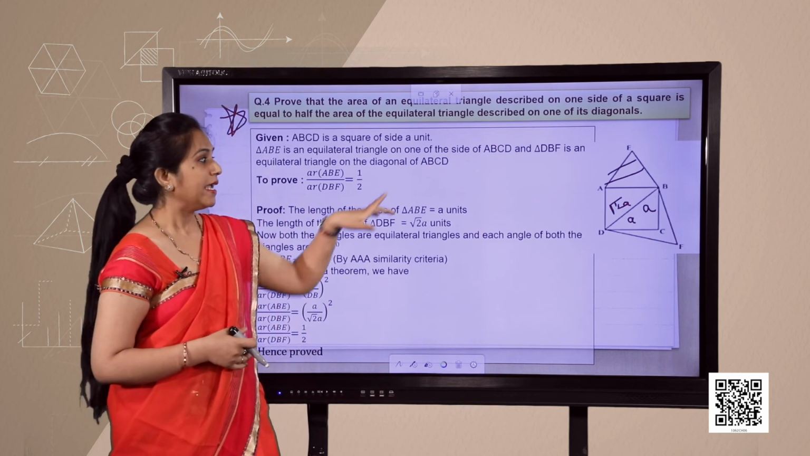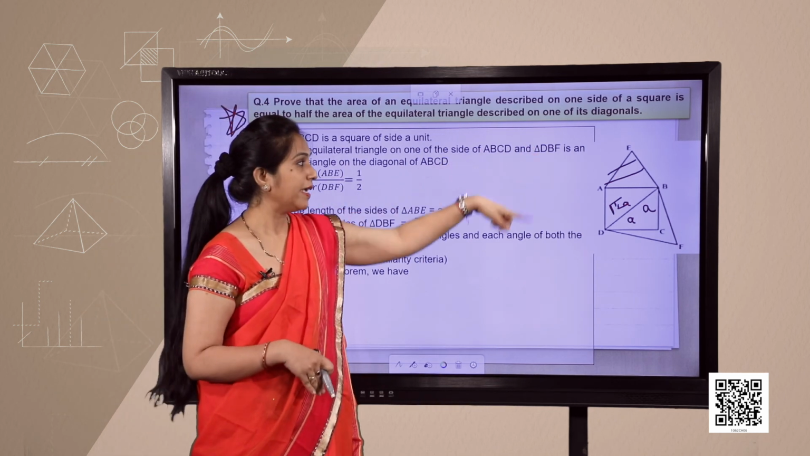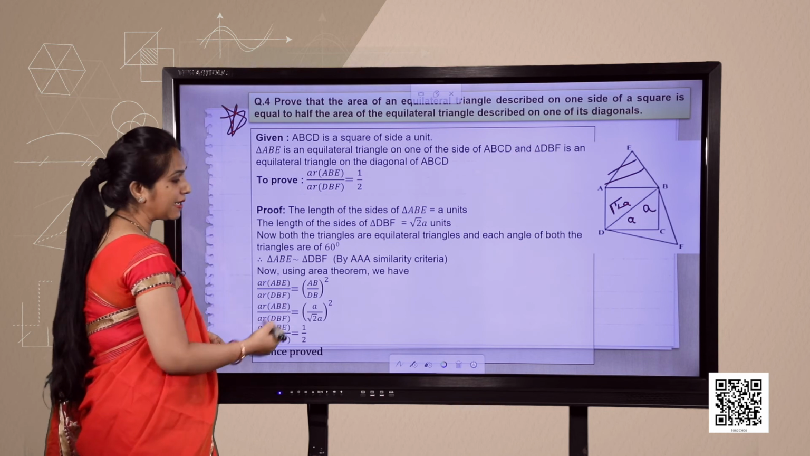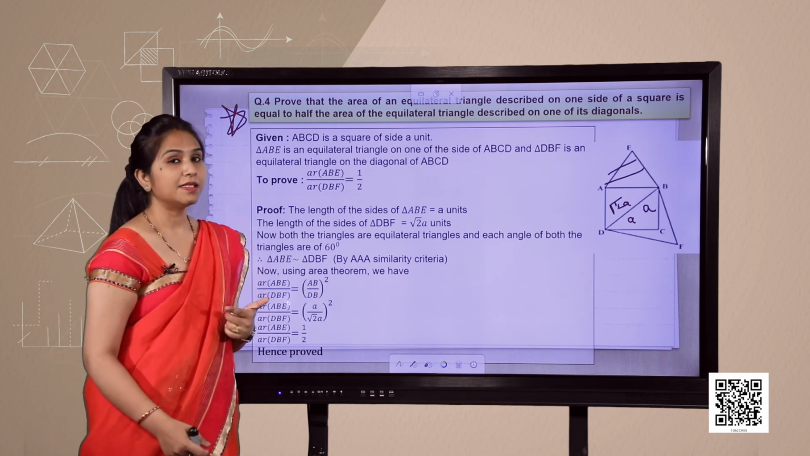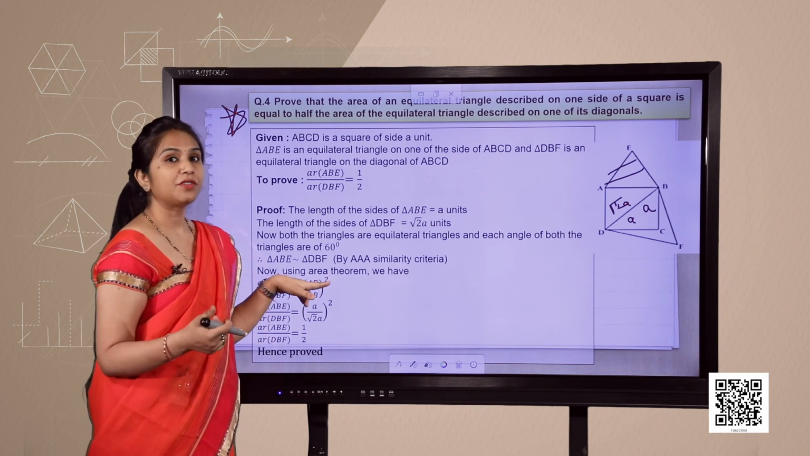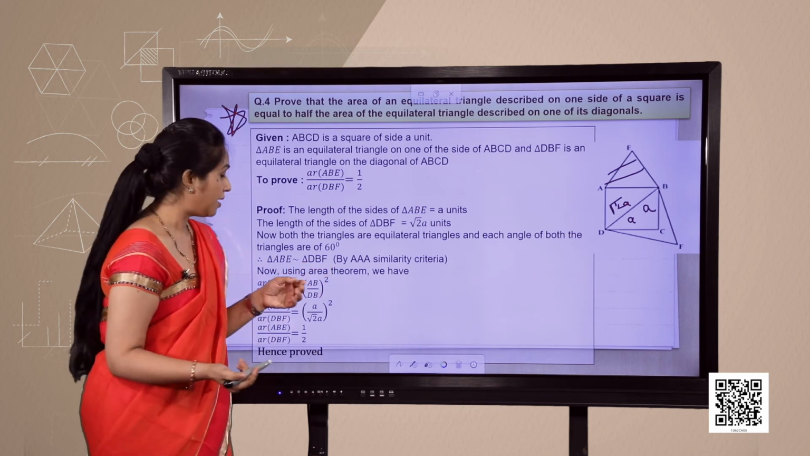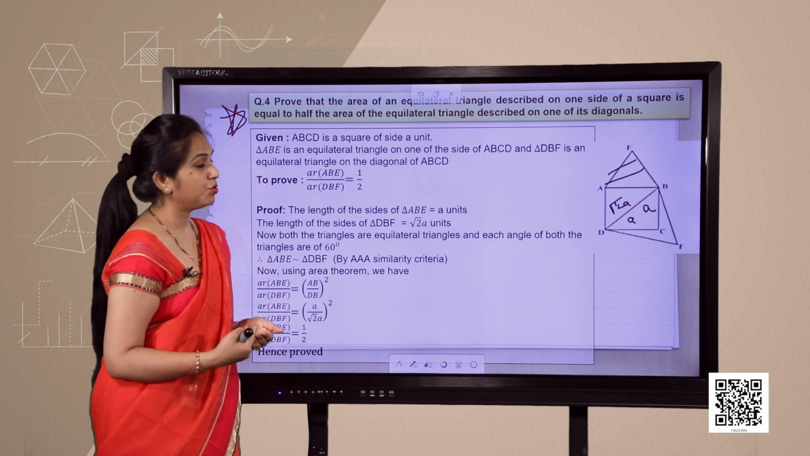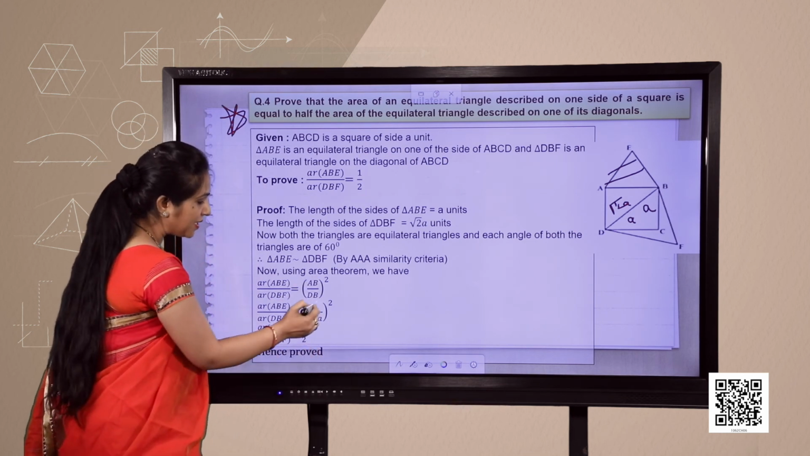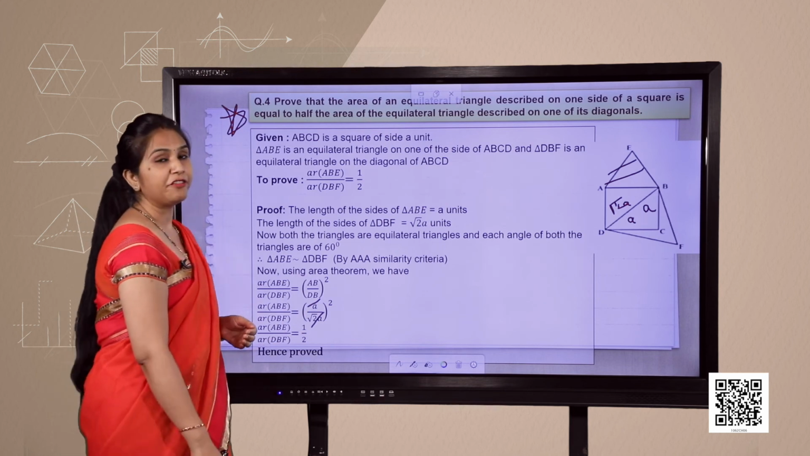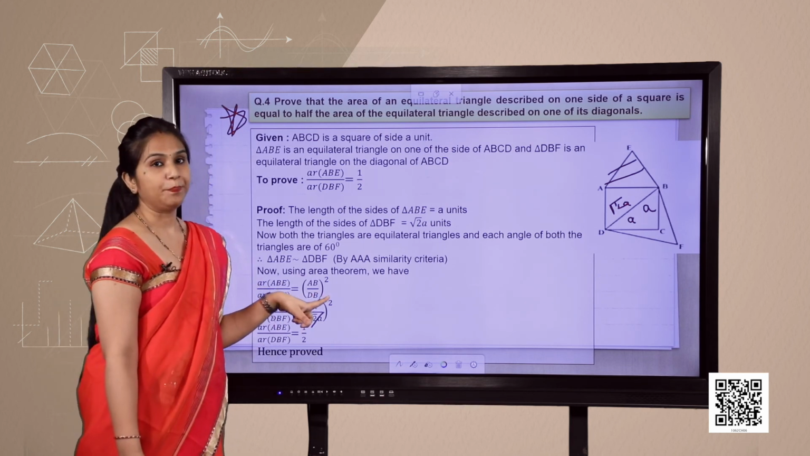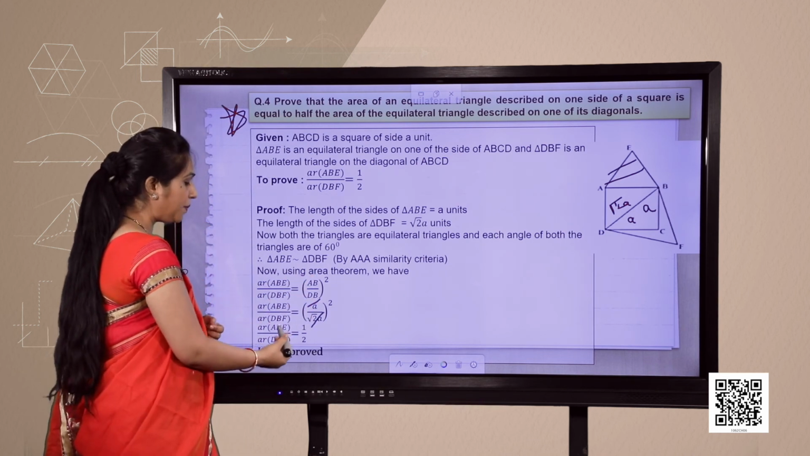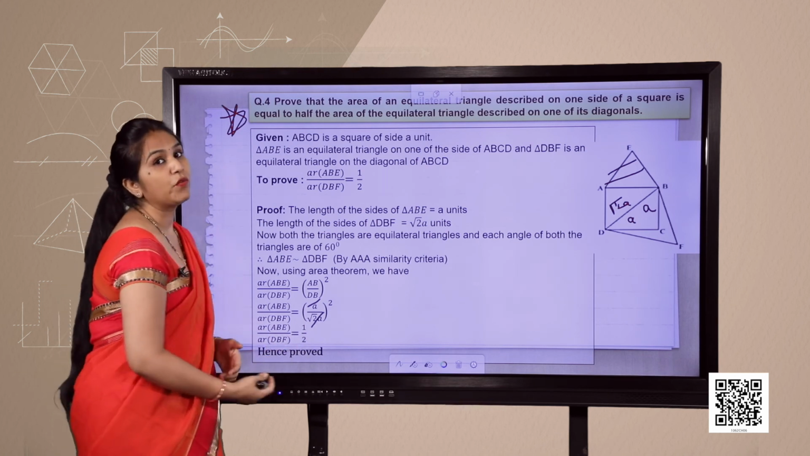So what can we write? Area of triangle ABE upon area of triangle BDF is equal to the square of their corresponding sides, that is AB upon DB. Now as discussed, AB, that is the side of the first equilateral triangle, is equal to the side of the square, that is A, upon DB, the side of the second equilateral triangle, that is equal to root 2 A. So just put the values here and you can see A and A get cancelled and we are left with 1 upon root 2 whole square. Now 1 square is 1 only and root 2 square is 2. So we get area of ABE upon DBF is equal to 1 by 2.